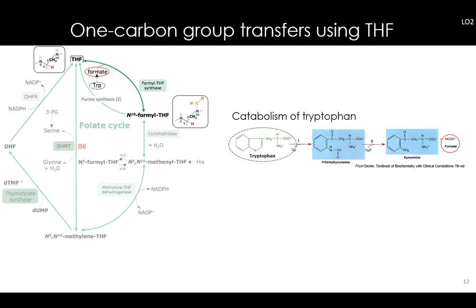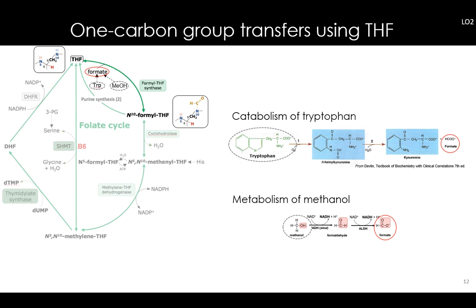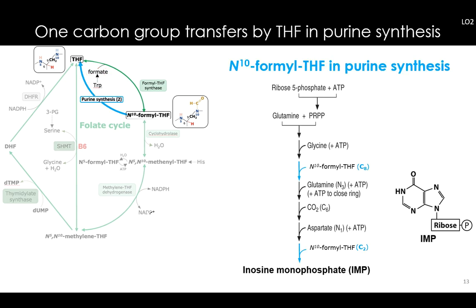THF may then react with formate, circled in red, that is produced during the catabolism of tryptophan, as well as the metabolism of the toxic alcohol, methanol, to produce N10-formyl-THF, which is essential in purine synthesis, as shown in the next slide by the blue arrow in the diagram at left and in the reaction scheme at right. The carbon atoms of N10-formyl-THF are incorporated at both position C8 and position C2 of the purine ring of inosine monophosphate.